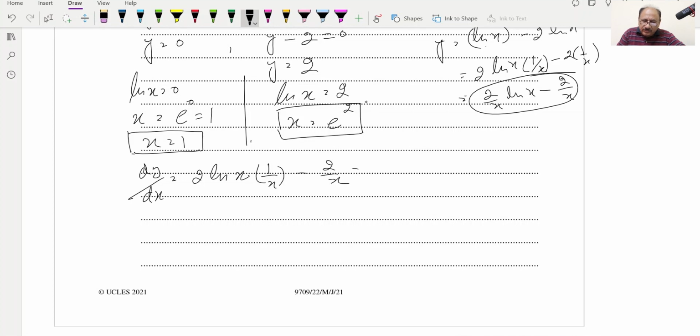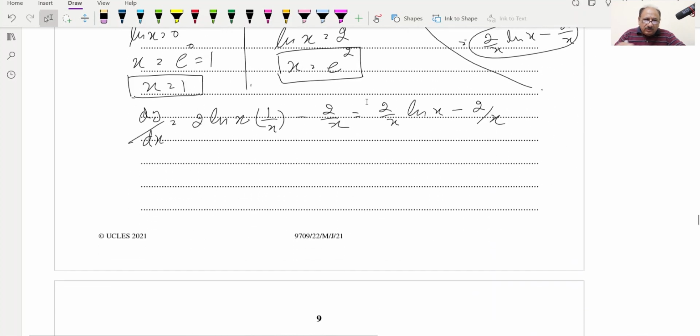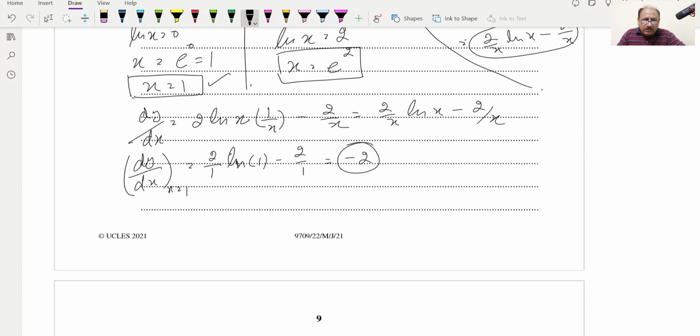So this implies 2 over x log x minus 2 over x, and I will separate this portion which I used for explanation. And further dy by dx we can find at x. So dy over dx at x is equal to 1 will be equal to 2 over 1 into log of 1 and minus 2 over 1. So this portion will be 0, log 1 is 0, and this is equal to minus 2.